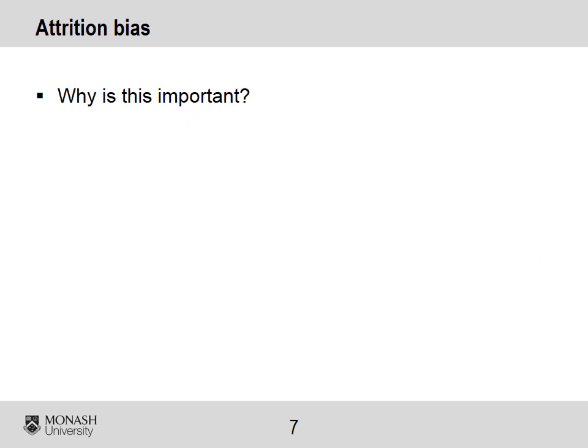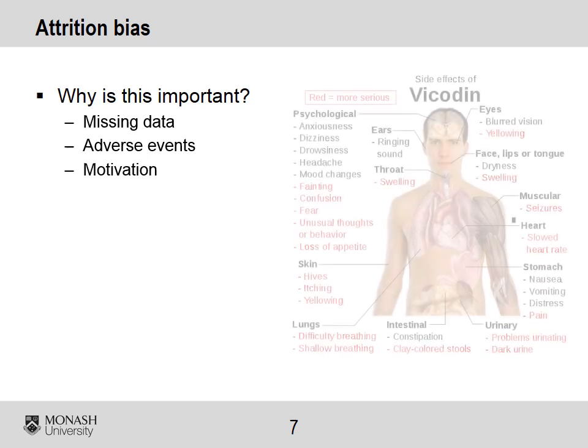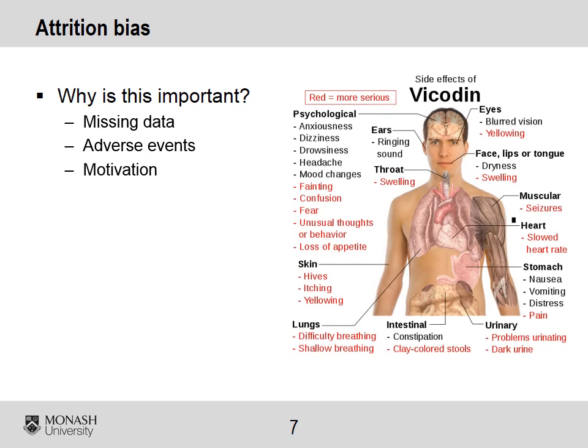So attrition bias relates to the follow-up of participants. We're really interested in identifying why data is missing. Take, for example, where we're doing a trial for a particular drug. One of the most important things, apart from its effectiveness, is identifying any adverse events. So if people are dropping out, we want to know why they're dropping out. Is it because they've lost motivation, or is it because of particular side effects that they're experiencing?